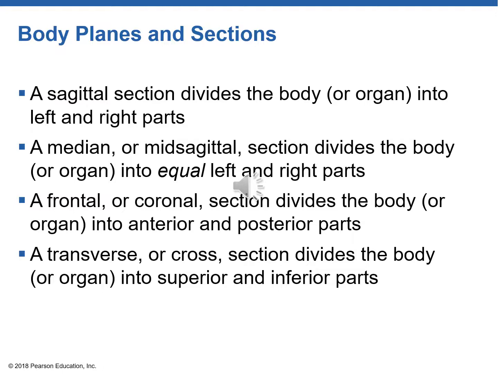So here are some of the planes that we could use. The sagittal plane divides the body into right and left parts, and more specifically, mid-sagittal or medial divides the body into equal left and right parts. Frontal or coronal divides the body into an anterior section and a posterior section, and transverse or cross section divides the body into superior and inferior parts. A CAT scan often looks at the body in this type of plane, the transverse plane.